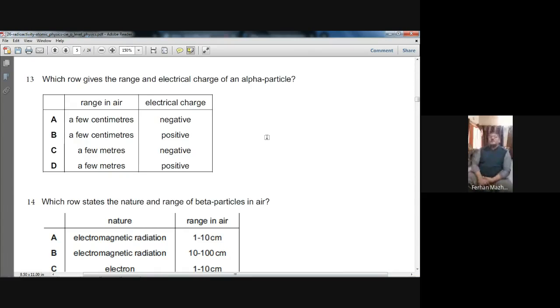Okay. They have positive charge on them. And because of their large size, their penetrating power in the air is very small. So they can penetrate only a few centimeters in air. So what do you think is the choice? D is the right choice. Alpha particles have the lowest penetrating power in the air.